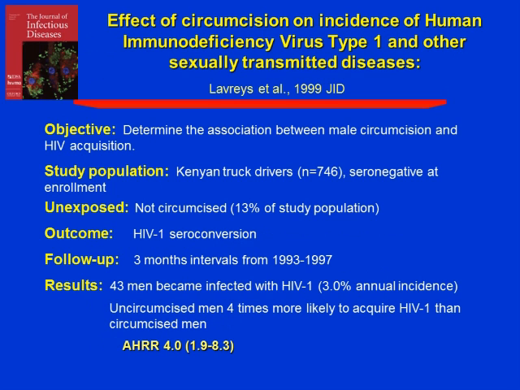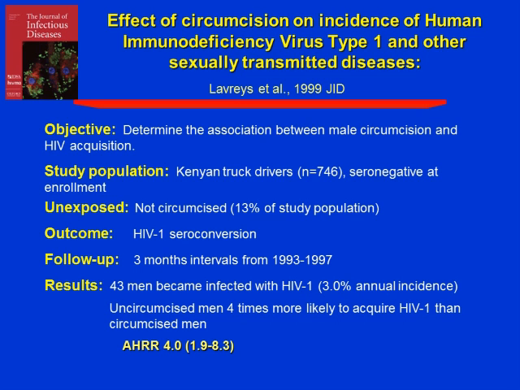Okay, so on to our next analytic study design. This is a study that was looking at early on in the HIV epidemic, the effect of circumcision on the incidence of HIV and other STDs. In this case, their study population was a group of Kenyan truck drivers who all were HIV seronegative at enrollment. And they divided them up into exposed and unexposed.